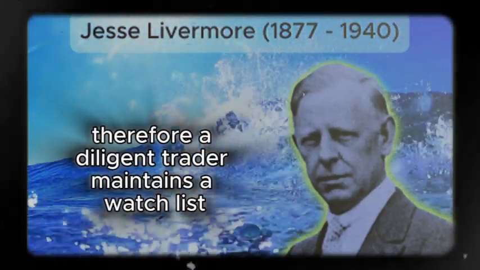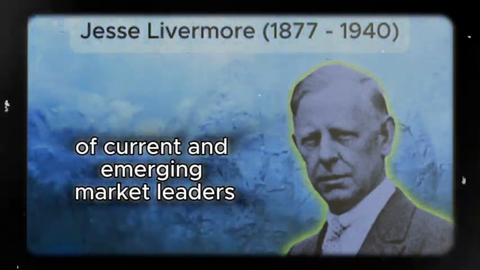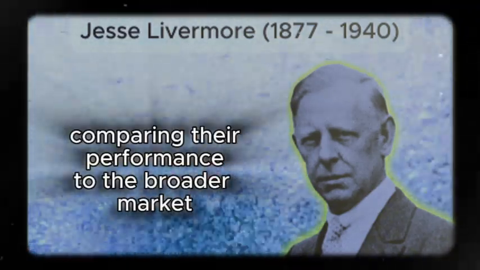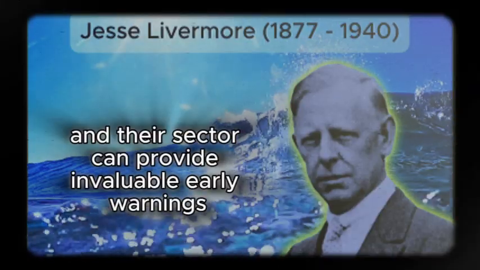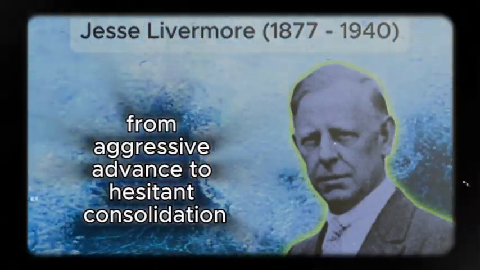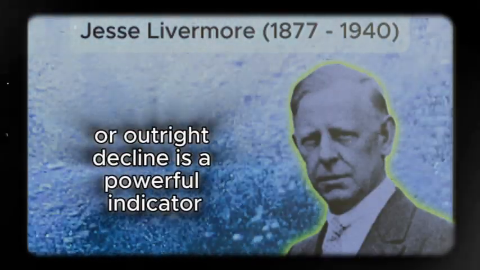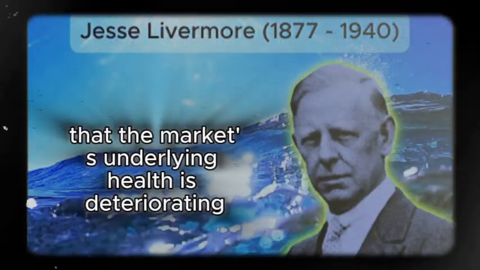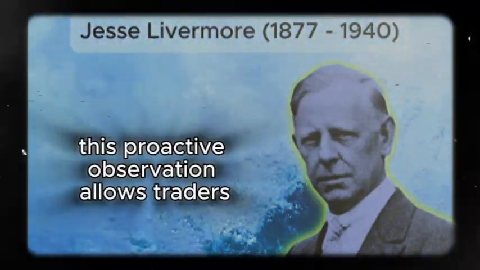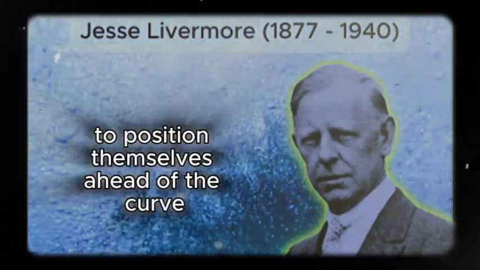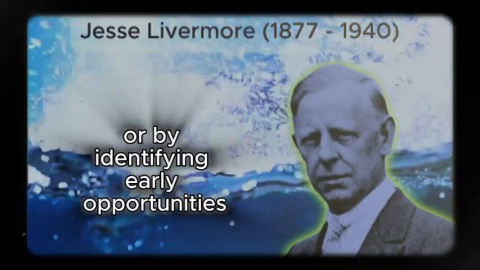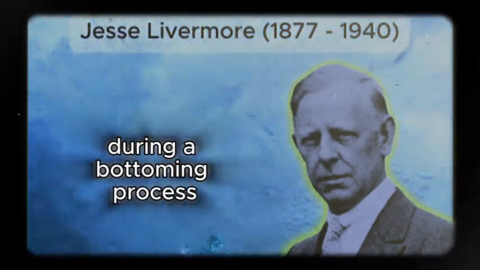Therefore, a diligent trader maintains a watch list of current and emerging market leaders. Regular analysis of their price and volume action, comparing their performance to the broader market and their sector, can provide invaluable early warnings. A shift in the character of these leaders, from aggressive advance to hesitant consolidation or outright decline, is a powerful indicator that the market's underlying health is deteriorating and a reversal may be imminent. This proactive observation allows traders to position themselves ahead of the curve, either by reducing exposure during a topping phase or by identifying early opportunities during a bottoming process.